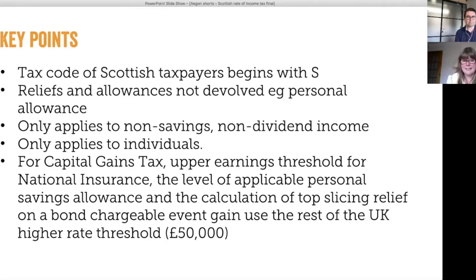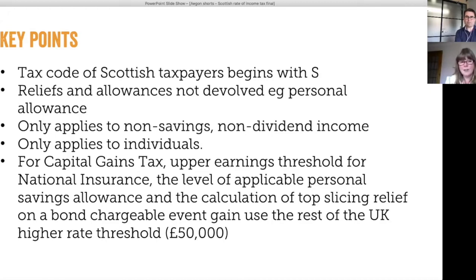and they are reserved to the UK government to set these types of income tax reliefs and allowances. And it's worth noting that the Scottish rate of income tax only actually applies to non-savings, non-dividend income in any case. So it is only, as we mentioned previously, earned income and pensions income that's subject to the Scottish rate of income tax. And basically it's only individuals that are subject to the Scottish rate of income tax.